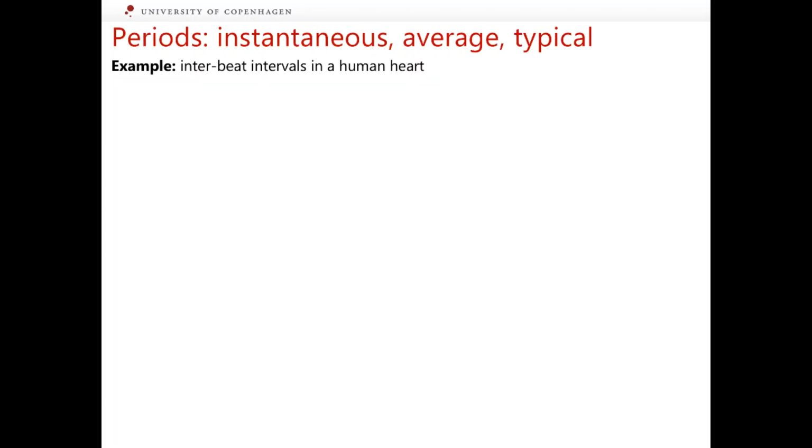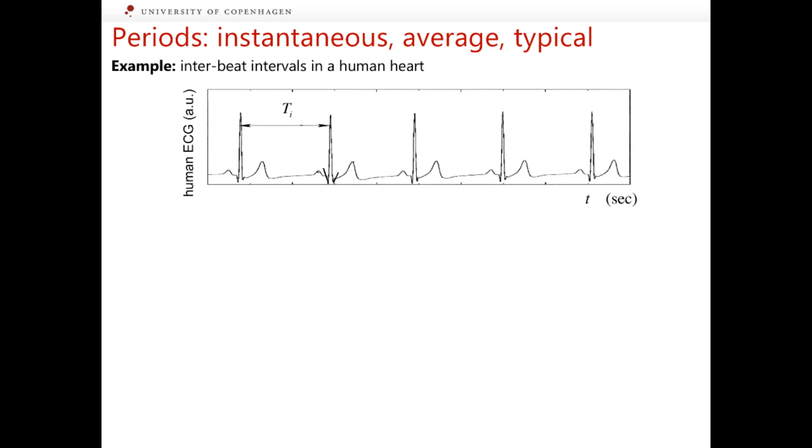As an example, consider the beating of a human heart. This picture shows the so-called electrocardiogram, a signal that measures electrical activity of the human heart. We know that our hearts beat rhythmically, but it is also very well known that time intervals between successive heartbeats vary considerably. One can introduce instantaneous periods as the time intervals between the sharp high peaks in the ECG.